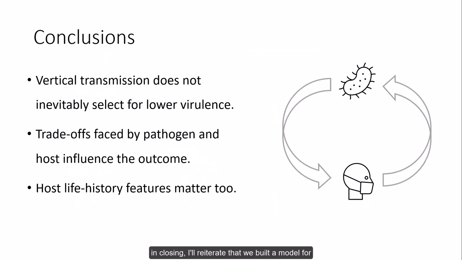In closing, I'll reiterate that we built a model for pathogen-host coevolution that allowed for vertical transmission of infections. In other words, transmission from parent to offspring. In contrast to widely held expectations, we found that increased rates of vertical transmission do not always select for lower virulence. The nature of the trade-off faced by either party, pathogen or host, will influence the coevolutionary outcome.